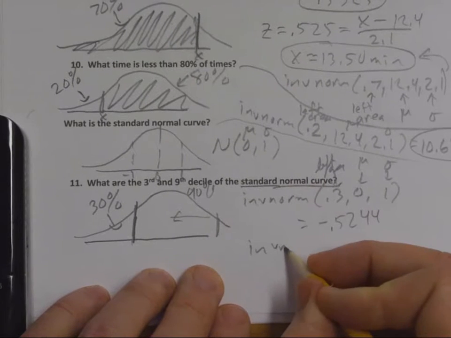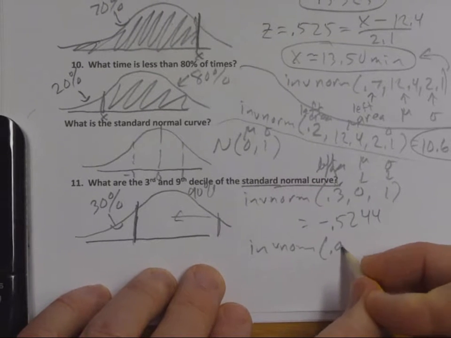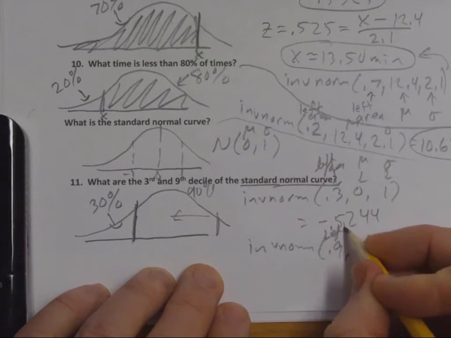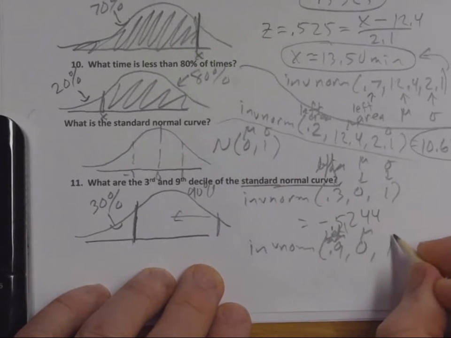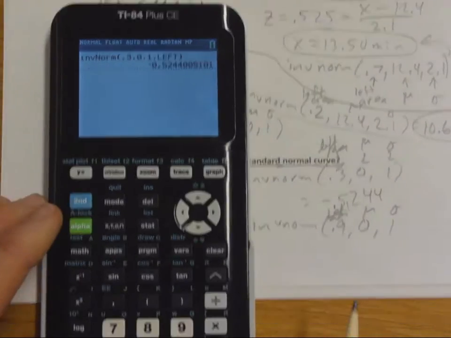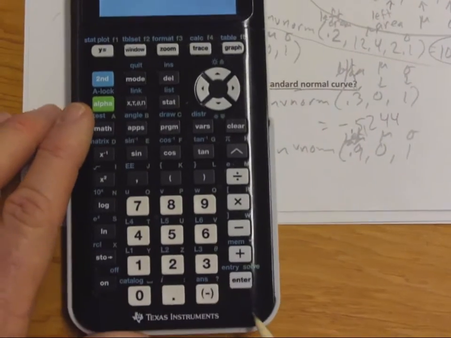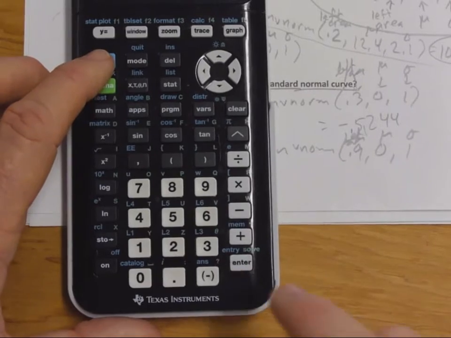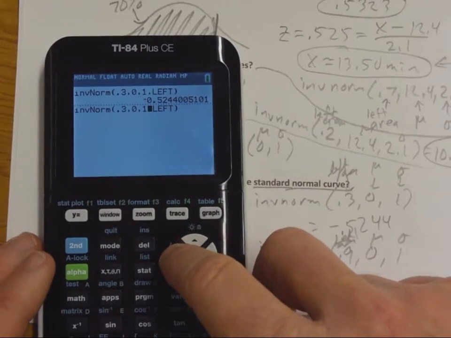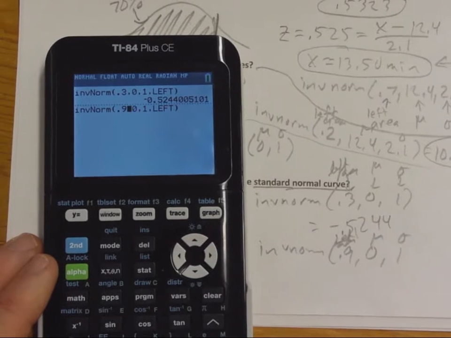All right, so it's inverse norm, 0.9, mean of 0, standard deviation of 1, left, area, mu, and sigma. And so if we did that now, and by the way, if you hit second entry on your calculator, the enter button, it automatically enters the last command, or you could just arrow up there as well. And I can just go up here and change this like that.